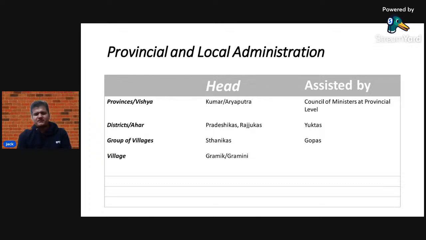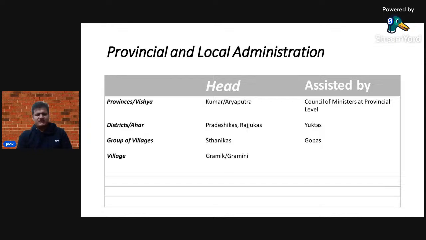Then we come to the district, or the Ahar, in the local administration. As the whole empire was divided into provinces, or what we call Janpad, the Janpad or the province was divided into districts, like today's district. So in the district, the highest officers are called the Pradeshikas and Rajukas.